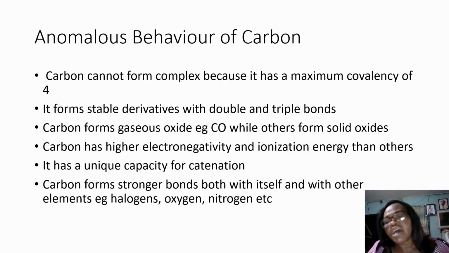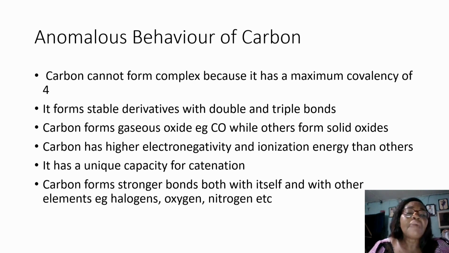So we look at anomalous behavior of carbon. These are behaviors in carbon that are not seen in other elements of group 4. The elements in group 4 are carbon, silicon, germanium, tin, lead. All these elements present similar properties. But carbon, the first element, has some behaviors that are anomalous to the other members of the group. Such behaviors we will look at now.